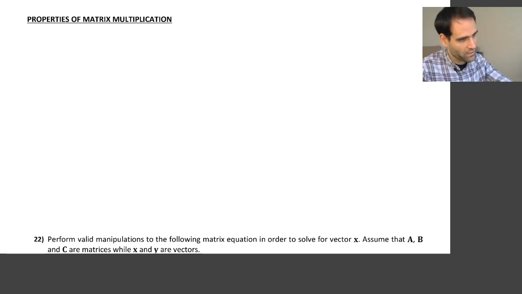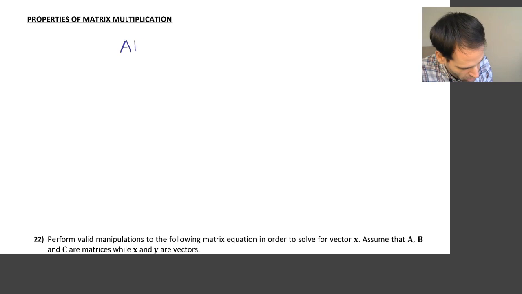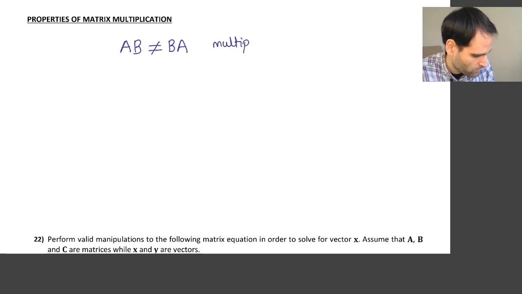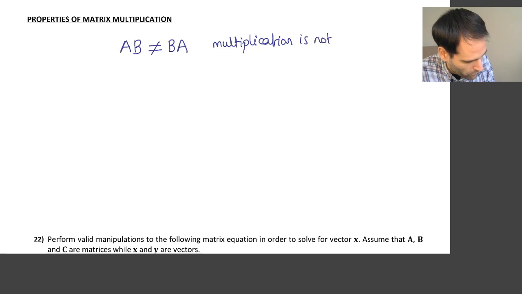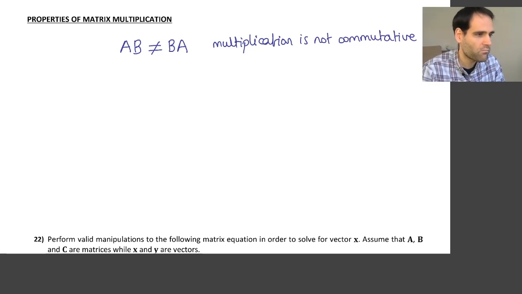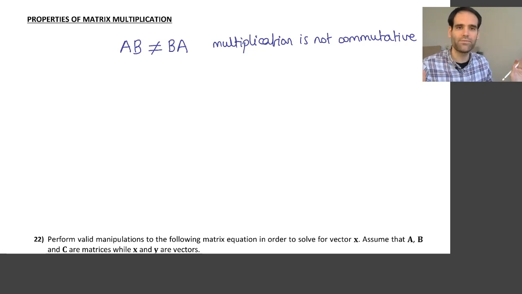So the first property we have already looked at is the property that A times B in general is not equal to B times A. So multiplication is not commutative. And this is the only property that is different from normal multiplication of scalars. The other properties are the same as if you had scalars.